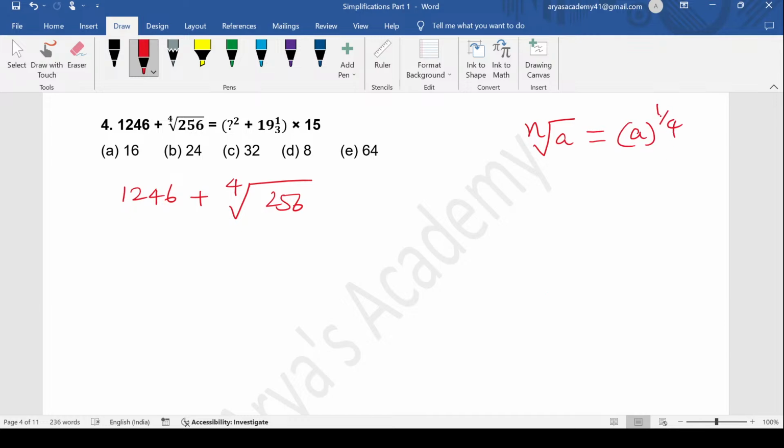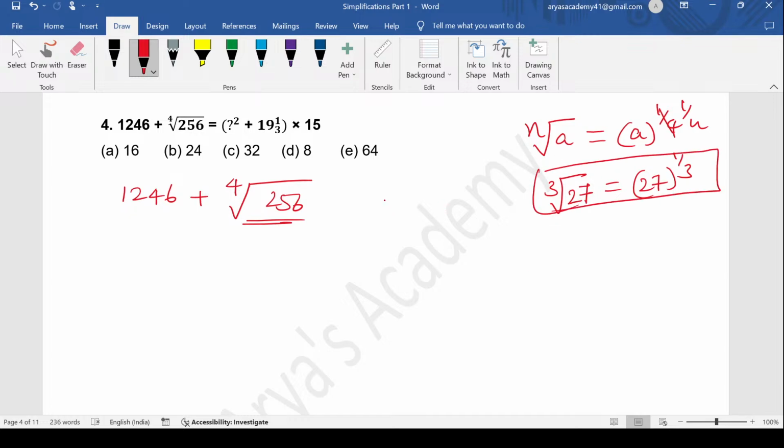So 1 by n. A power 1 by n. So if it is given as nth root of a, or if it is given like this, cube root of 27, then it has to be written like this: 27 whole power 1 by 3. Okay, 27 whole power 1 by 3. Similarly here, fourth root of 256 is given, which has to be rewritten in this format. Okay, then only you can solve the problem.